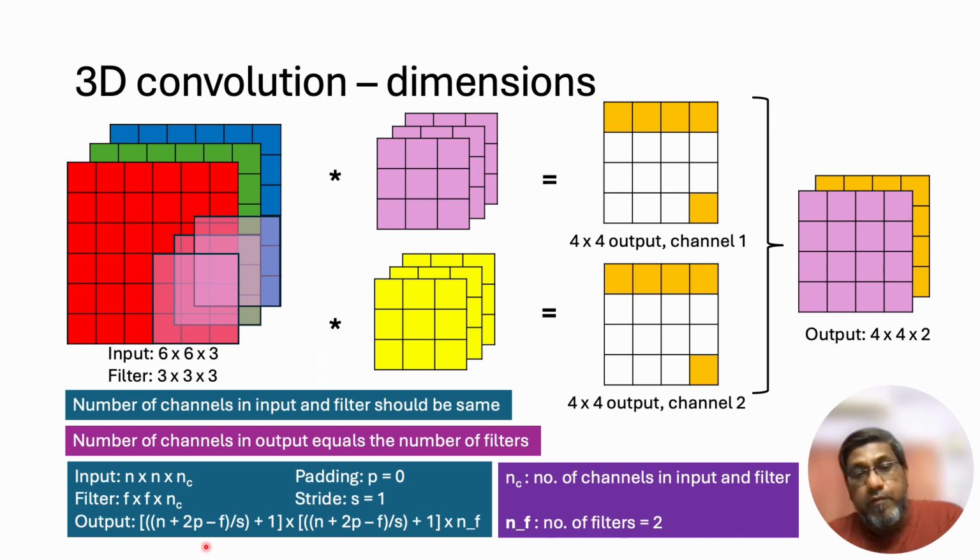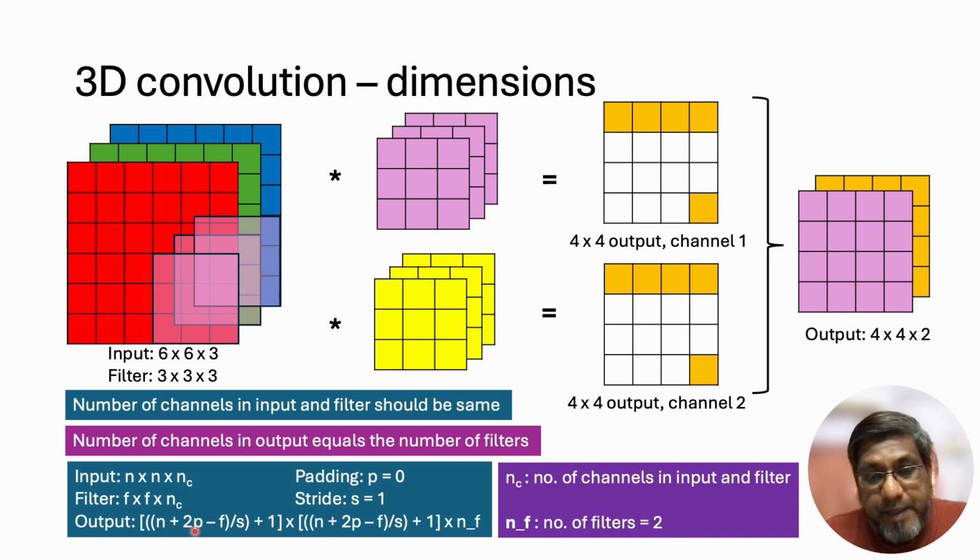So let's put in the values that we have for our illustration into the dimensions of the output image, and see that it matches the 4 by 4 output that we get for each channel, and the number of channels is indeed 2 because we have the number of filters n sub f as 2. The value of n in our example is 6, so n by n is 6 by 6, so we'll substitute 6 for n. The padding value we are using is 0. We'll worry about the padding at a later point.